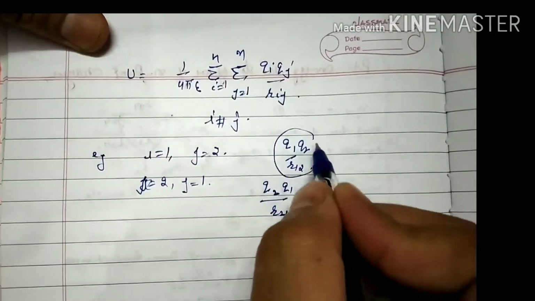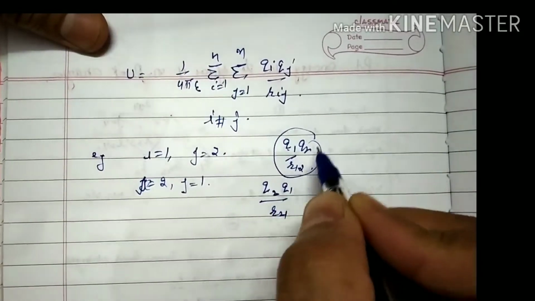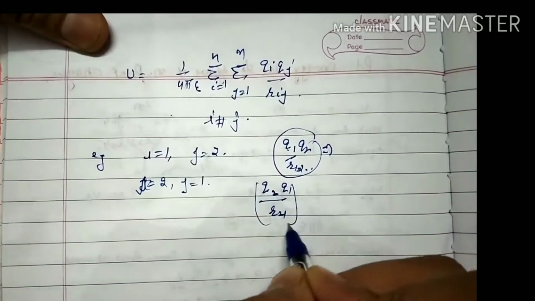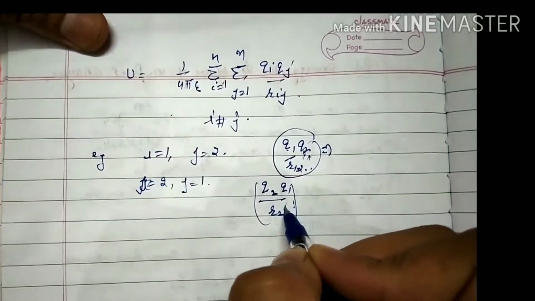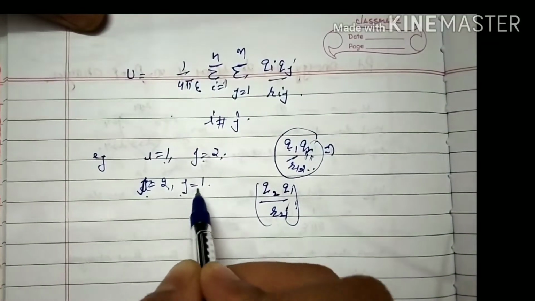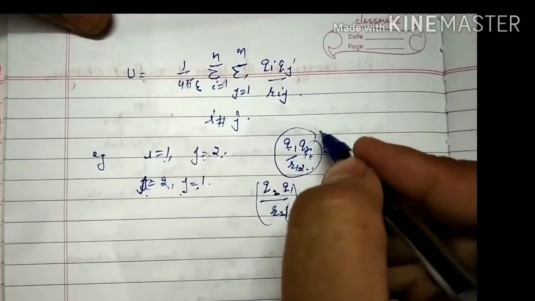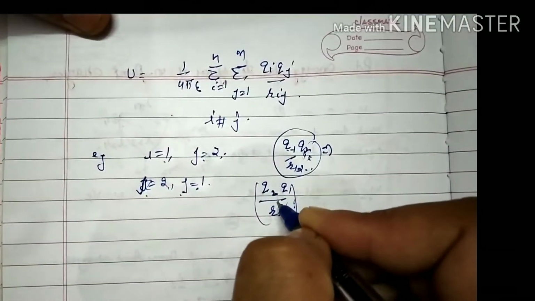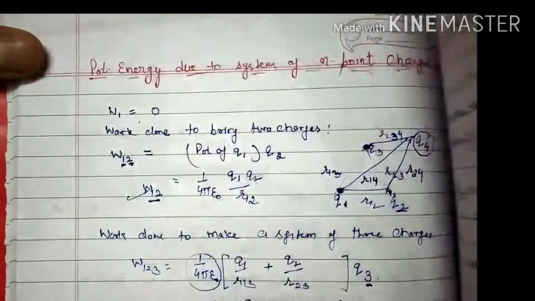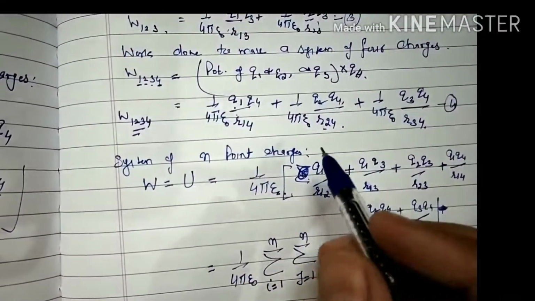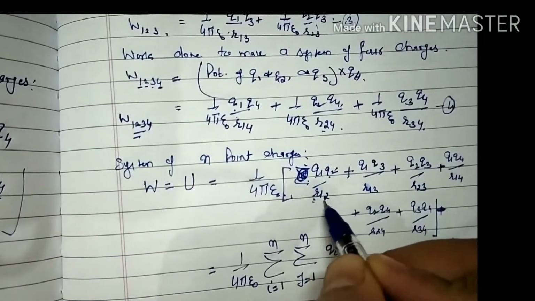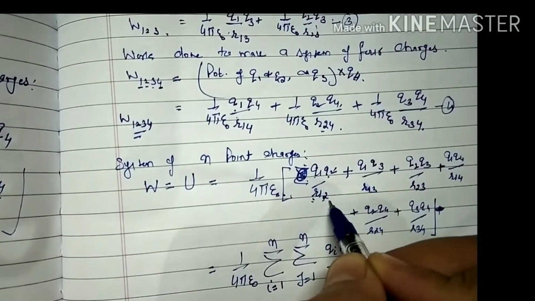But when we multiply these, q1 and q2 and this r12, after simplifying we will get the same result of these two terms. Meaning to say that when we take i equal to 1, j equal to 2 and i equal to 2 and j equal to 1, then we will get these two terms during addition. So to avoid that, because in the equation we have only q1 q2 upon r12, but there is no q2 q1 upon r21. I think this is clear.